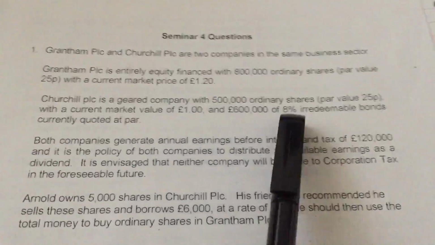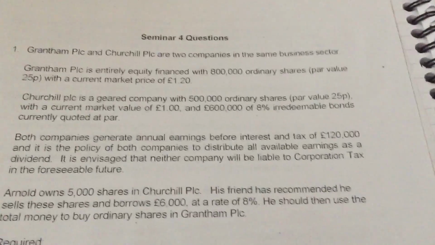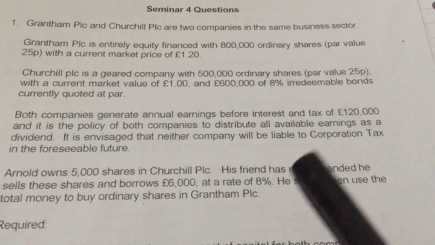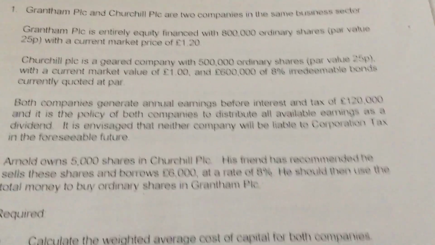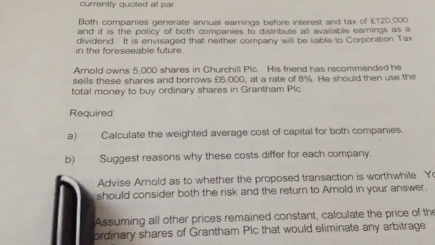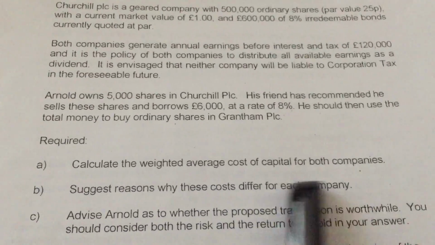Okay, so this is seminar 4. In seminar 3 we did weighted average cost of capital with growth, because there was a percentage increase, which meant that the dividends increased by a percent, so we were using the Gordon growth model. So this time, calculate the weighted average cost of capital. We have to do WACC again, but this time there is no growth.